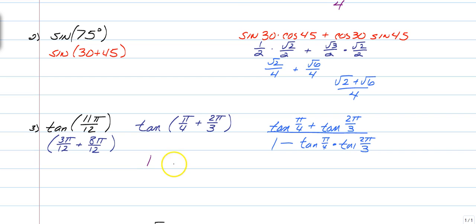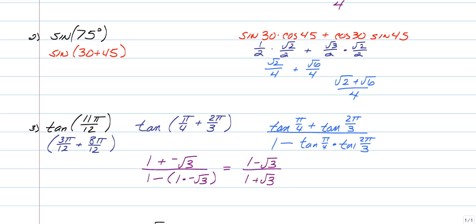And then we are going to add the tangent of 2 pi over 3, which is a negative square root of 3. This is all over 1 minus the tangent of pi over 4, again, is 1, times a negative square root of 3 for the tangent of 2 pi over 3. And again, now we need to simplify. So the top, all by itself, is 1 minus the square root of 3 over the denominator, which is going to be 1 plus the square root of 3. After we simplify, because 1 times a negative square root of 3 is a negative square root of 3, and minus a negative turns into a plus.